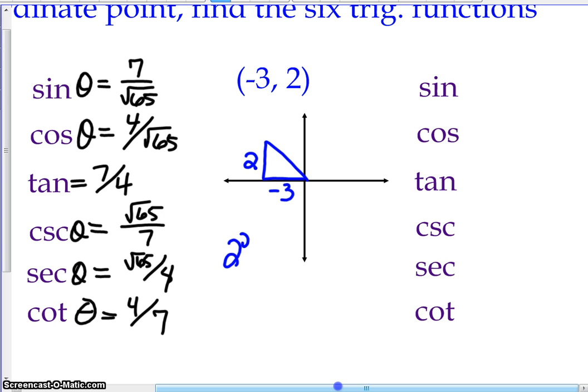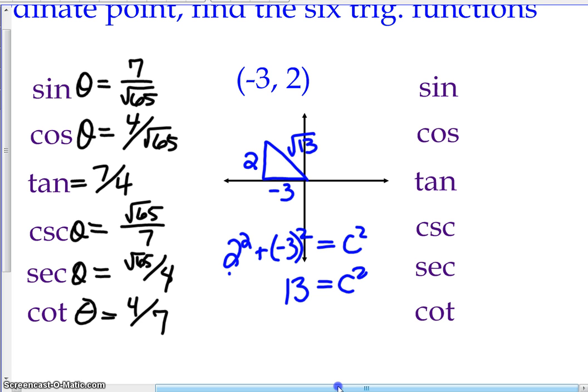So again, I'm going to go 2 squared plus -3 squared and say, what does that equal? That's my hypotenuse squared. 2 squared is 4, -3 squared is 9, 4 and 9 is 13. That's what c squared equals. So the square root of 13 is my hypotenuse. Now I have everything I need. Here is my angle that I'm talking about, there's my theta, and I just need to go back to what I know.